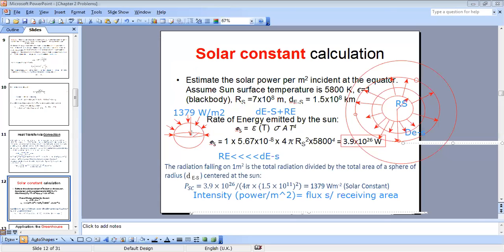Okay? This is why, after I find the intensity, I will be able to calculate what is the flux absorbed by the Earth. So I can say that phi absorbed is equal to the solar intensity, so the solar constant, times the cross-sectional area at the equator, which is pi times the radius of the Earth squared. Okay? Clear? Any question on this?